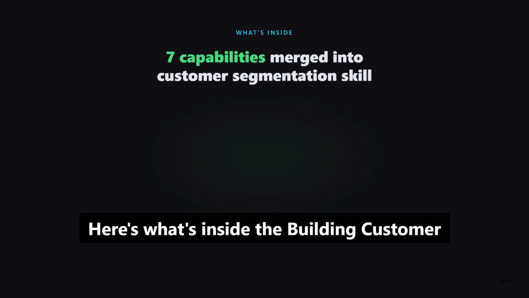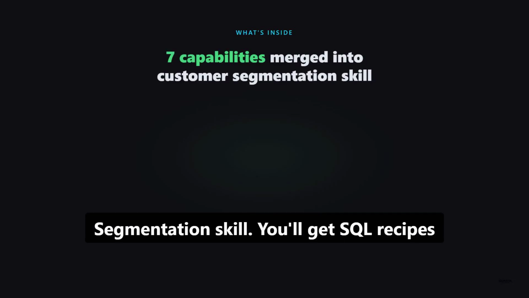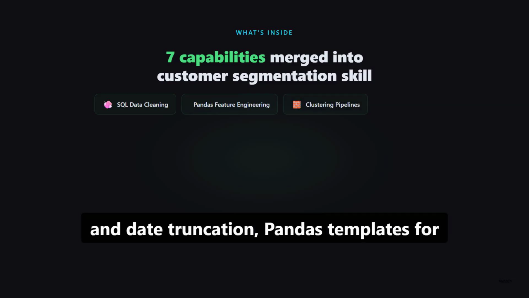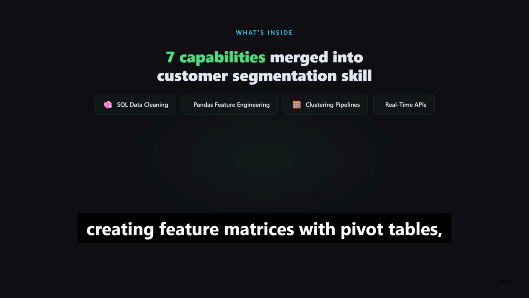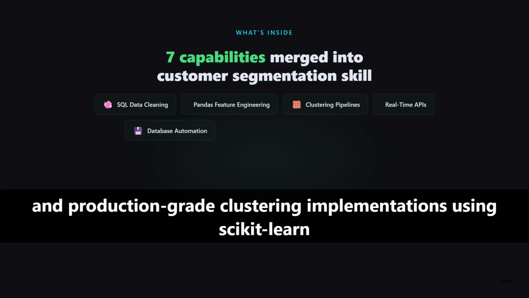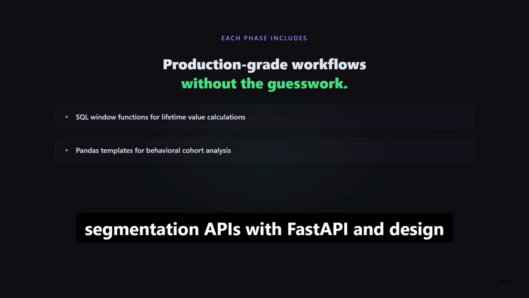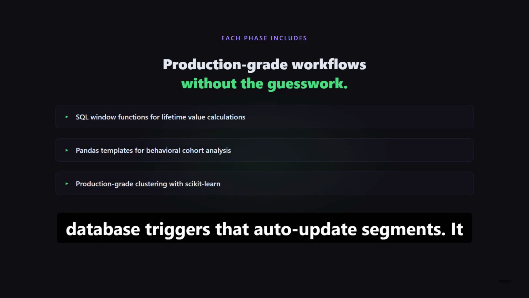Here's what's inside the Building Customer Segmentation skill. You'll get SQL recipes for cleaning transactional data with CTEs and date truncation, pandas templates for creating feature matrices with pivot tables, and production-grade clustering implementations using scikit-learn pipelines. Discover how to build real-time segmentation APIs with FastAPI and design database triggers that auto-update segments.